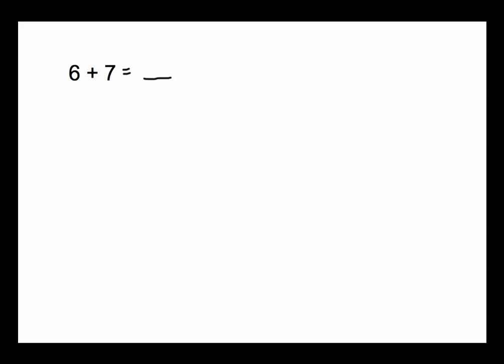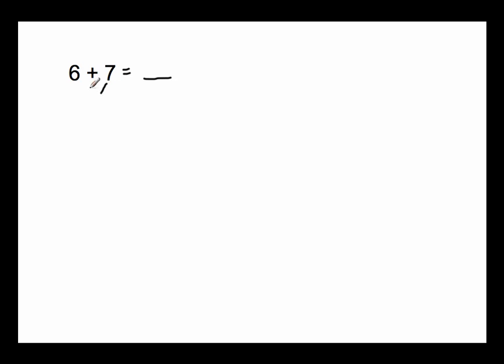All right, so the problem is 6 plus 7. If I look at 6, I'm going to assume that I already know what all of the doubles are. So 1 plus 1 is 2, 2 plus 2 is 4, 3 plus 3 is 6, and so on. I'm going to think that I already know what 6 plus 6 is. 6 plus 6 is 12. So if 6 plus 6 is 12, how does 6 plus 7 relate to this?